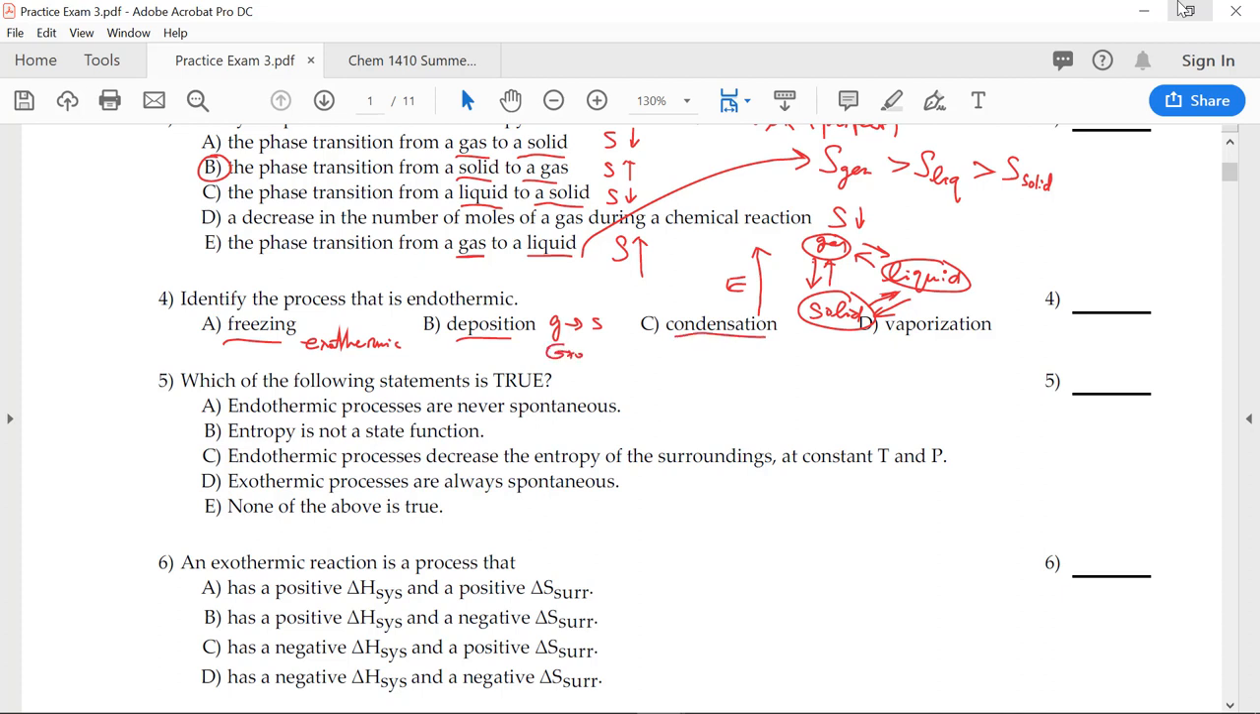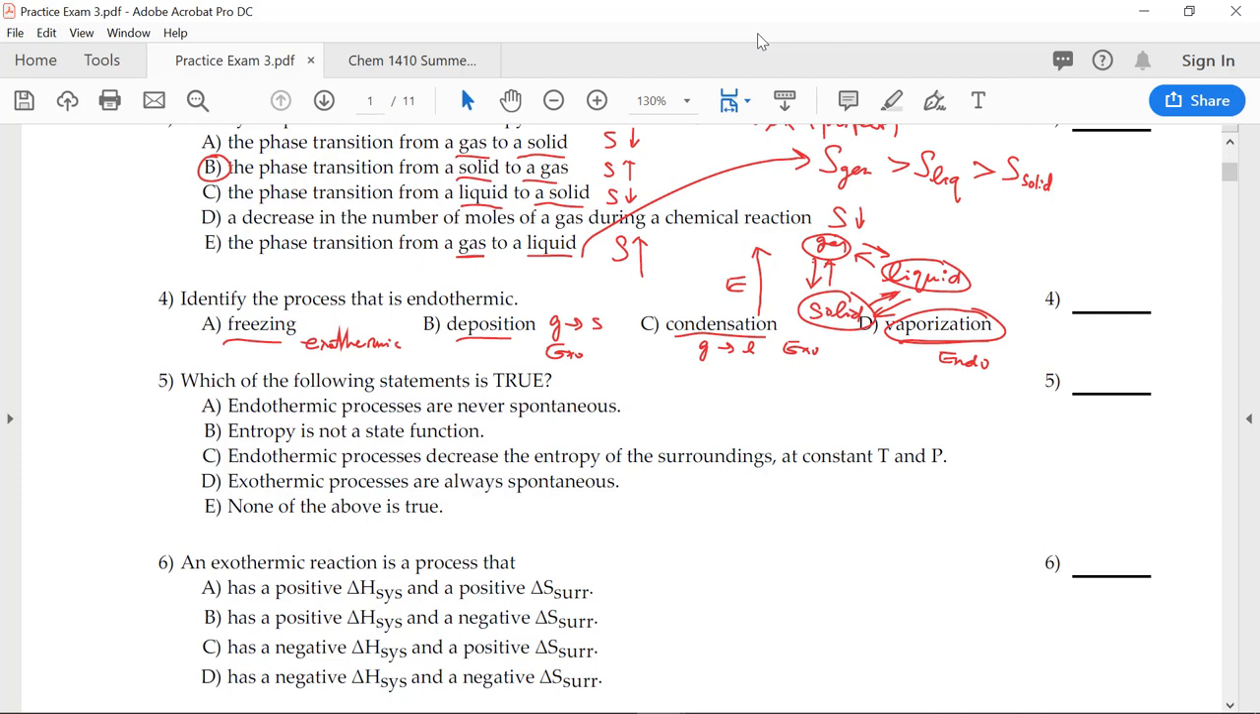Now condensation. Condensation is gas going to liquid directly, so the arrow is going down as you see over here. So this would be exothermic as well. Vaporization is liquid to gas, so this is endothermic. So that's why D is the correct answer. Let's look at question number five. Which of the following statements is true?